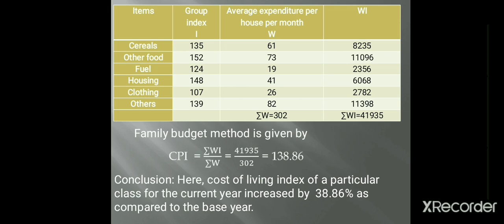Now the conclusion is: the cost of living index of a particular class for the current year increased by 38.86% as compared to the base year. That completes the first question.